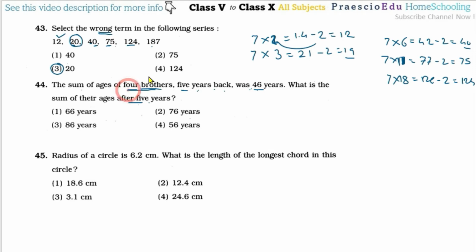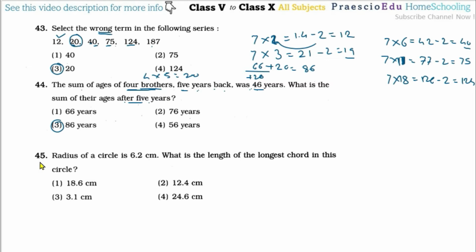But there are 4 of them, so 4 multiplied by 5 is 20. If we add this 20, that is the total of today's age, which is 66. But we are asked about after 5 years, so in the same way we have to add this 20 to 66, so that is 86 years. So 86 years is given in option number 3.